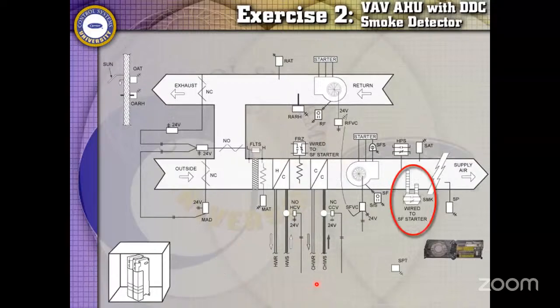Smoke detectors can also be part of this discussion. They're required by code. They have the exact same sequence of operation as the freeze stat, which means shut the outside damper, shut the exhaust damper, open the return damper, turn off the supply fan so we don't circulate smoke into the building, turn off the return fan so we don't circulate smoke in the building, and then just go ahead and open up the hot water and chilled water valve just to be safe.